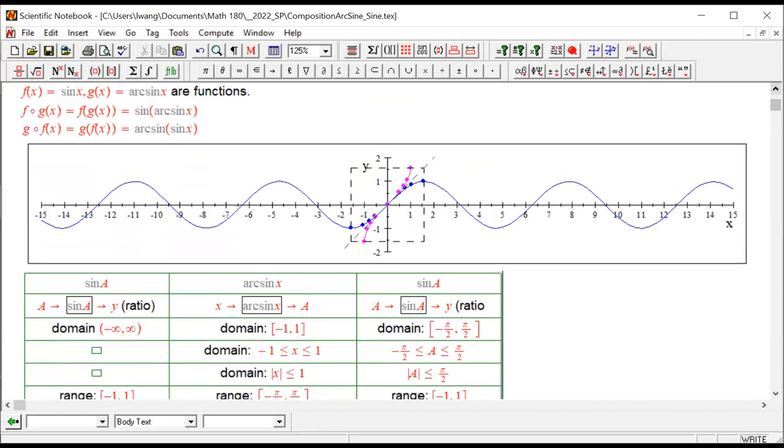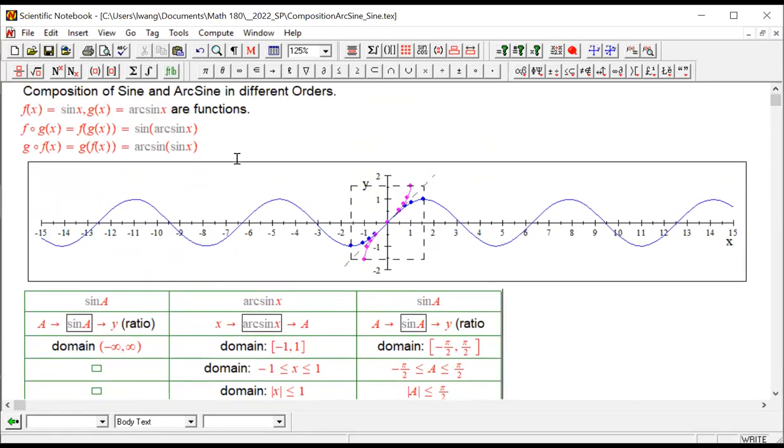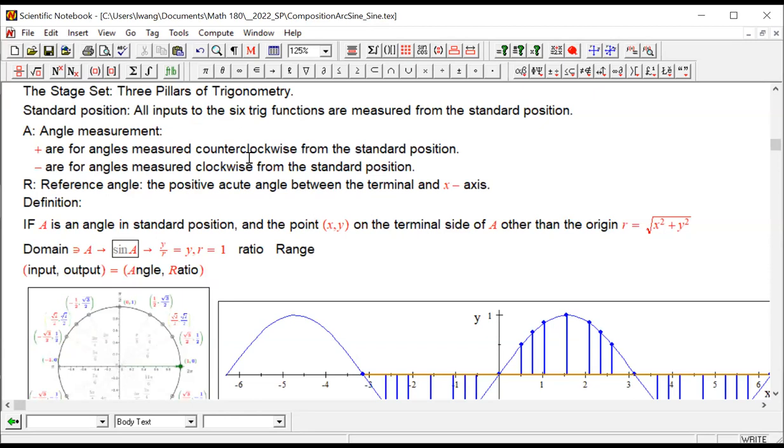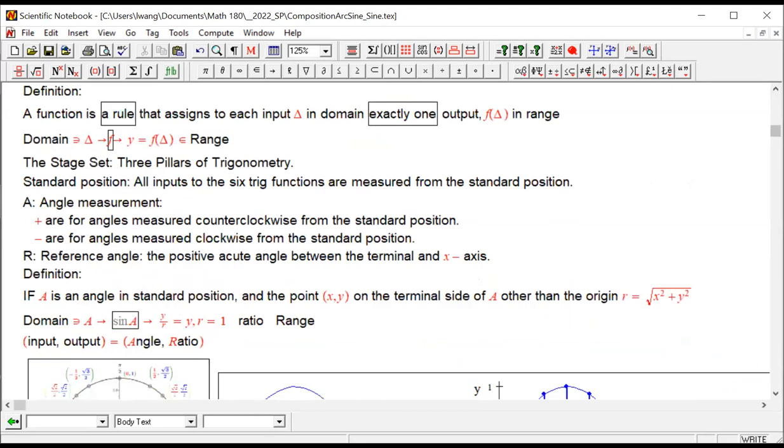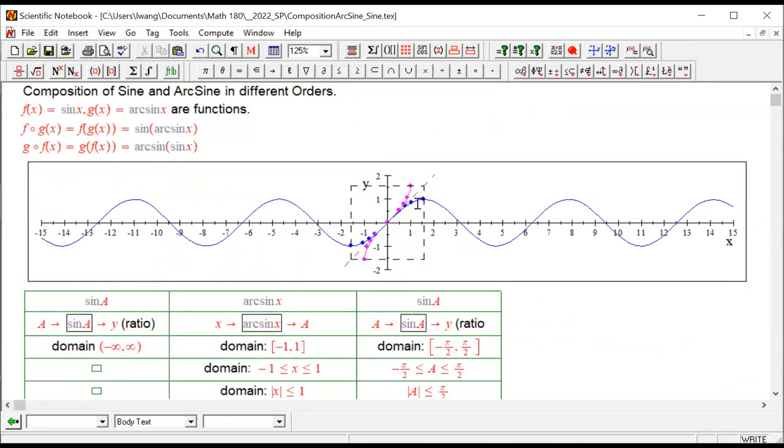Now, the first case we're going to study is a situation when the chosen input is from this box. The chosen input is from the box for sine. So that's what we are going to consider before we move forward.